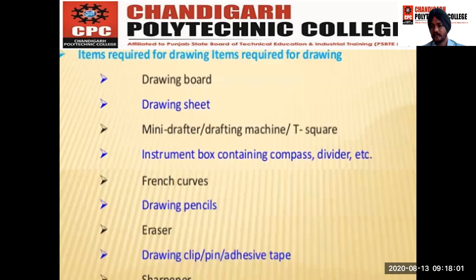Drawing instruments required for the drawing, like drawing board, drawing sheet. Different standards of drawing sheet are required for drawing. Mini drafter, instrument box, compass, French curves, drawing pencil. Different grades of pencil are used. Eraser, drawing clips. These all are drawing instruments that are required during the drawing.